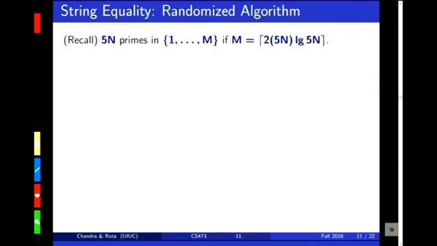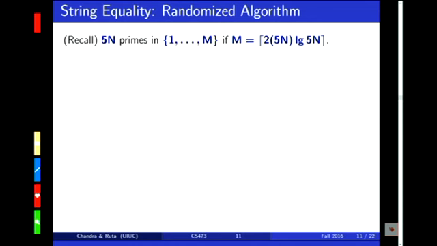Okay, so how do we do this? Remember, we just discussed that if we want some k number of primes between 1 through m, then setting m to 2k log k is enough. So let's say k is 5n, and we'll see why we are setting this 5n. So let's set m to the ceiling of 2 * 5n log 5n.